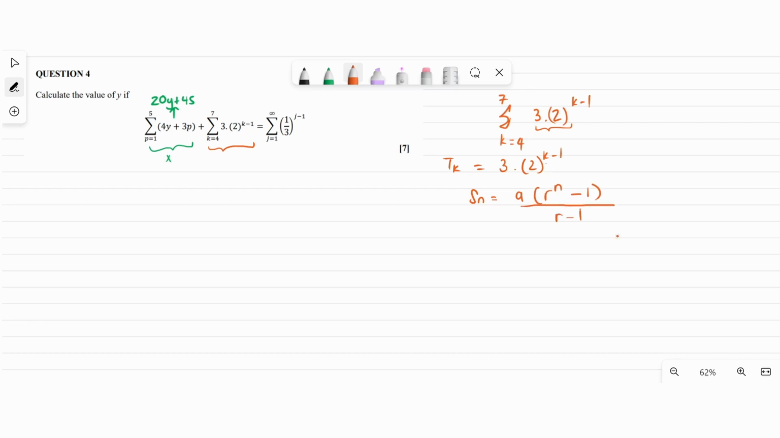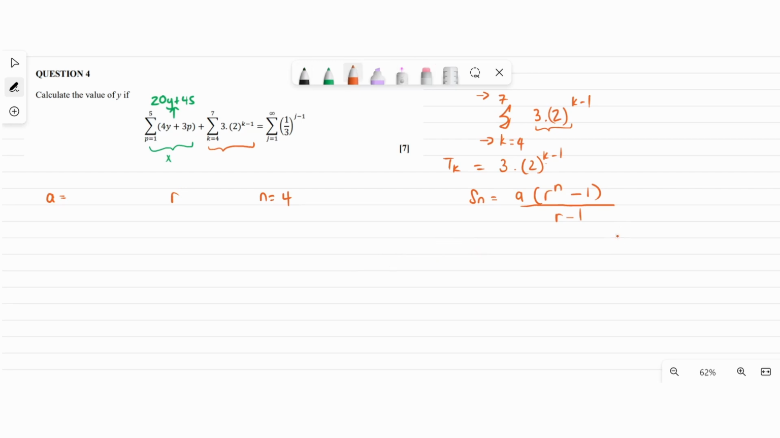Then from here, what do we see? We see the fact that we need to find a, and we need to find r, and also we need to find n. So I'm going to start with n. With n, we see the fact that our sequence starts at k equals 4 and it ends at 7. So you're going to say 4, 5, 6, then 7. Then you're going to check how many terms. It's 1, 2, 3, 4. So n is going to be equal to 4. So this is 4 terms.